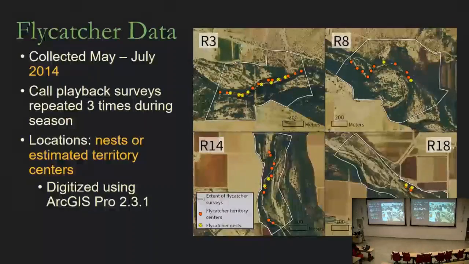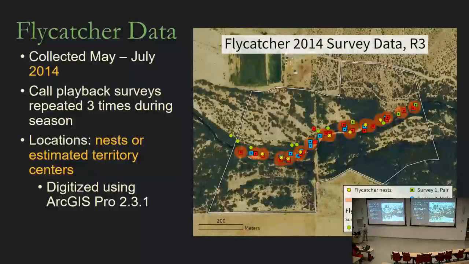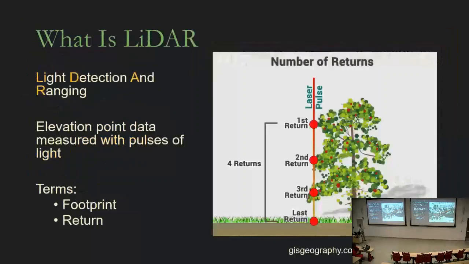So the survey data I had was collected in 2014. They're call playback surveys that are repeated 3 times during the season. And zooming into R3, the locations that were the dependent variable for my model were either nests, which is kind of higher quality data, that's the actual center of a flycatcher territory, or they were estimated territory centers. So I placed a point, digitized a point in the middle of clusters of places where flycatcher pairs had been seen.